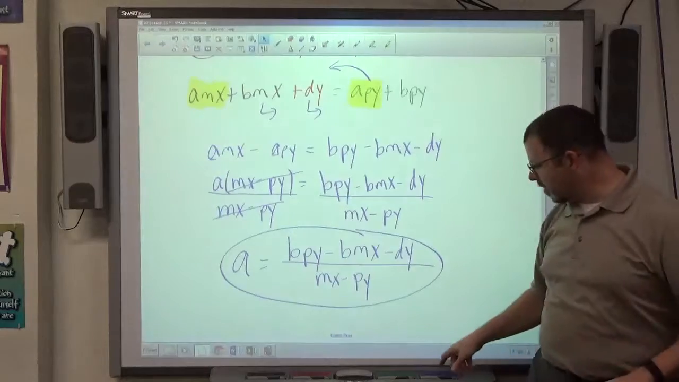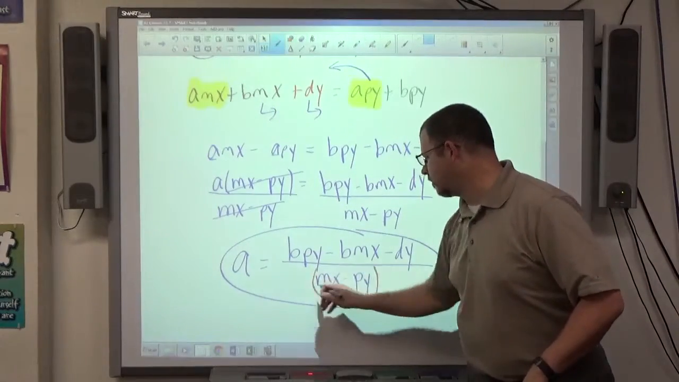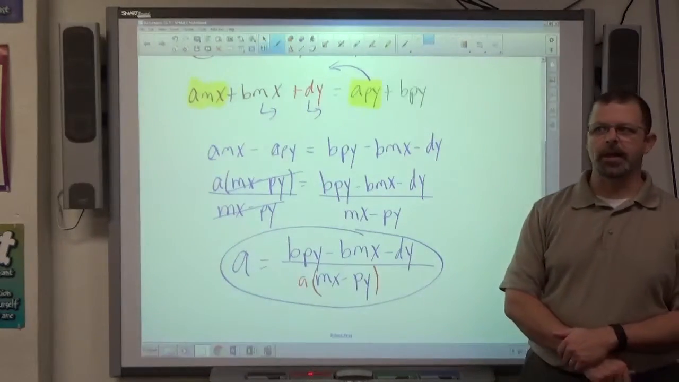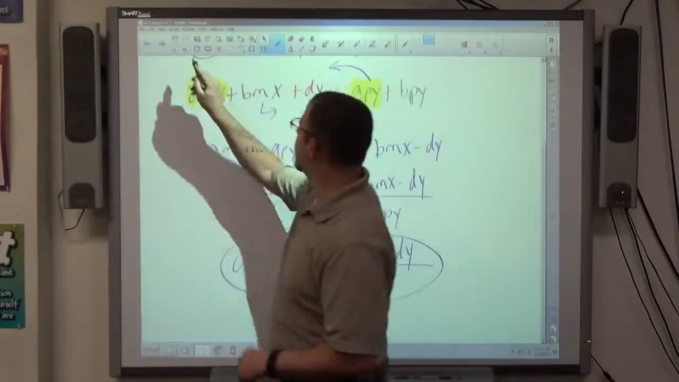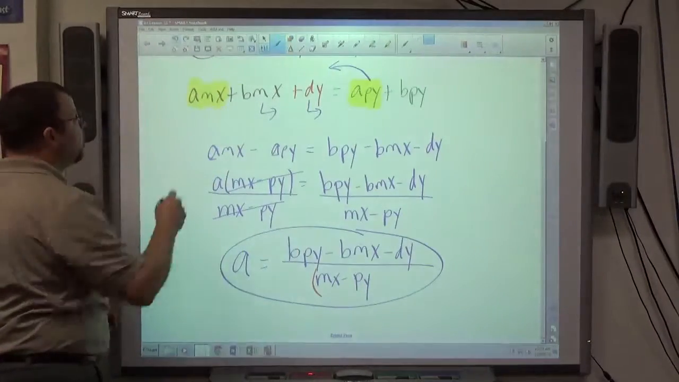And again, the most common mistake I'm seeing at this point is still people put an a on the bottom. Don't do that. Don't divide by what you're trying to solve for. Only divide by the stuff being multiplied by it.